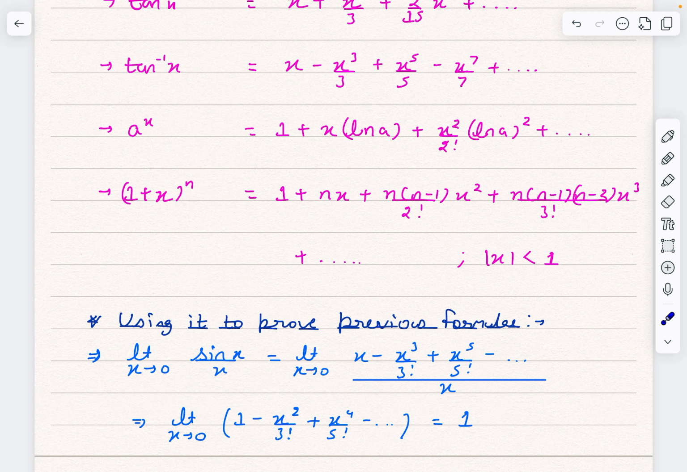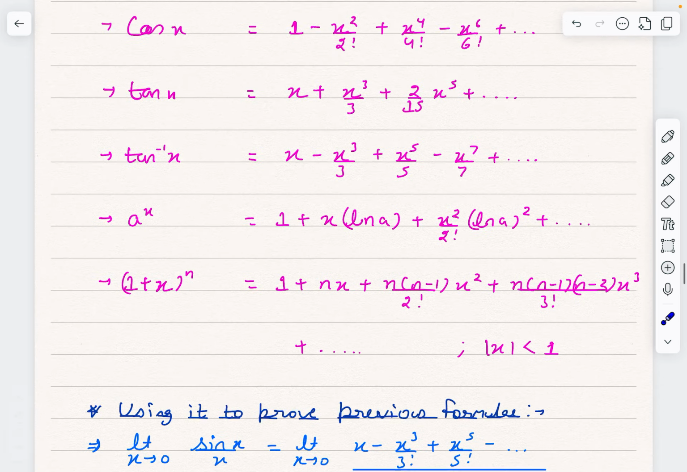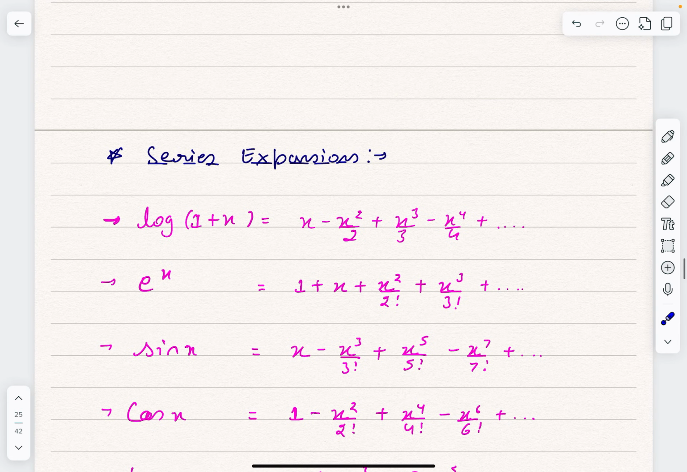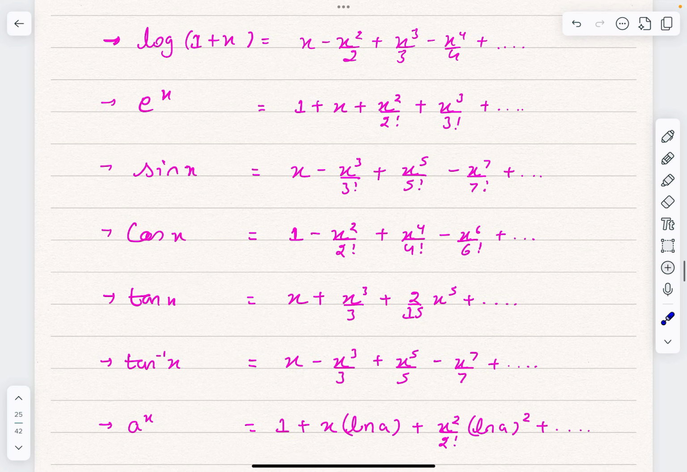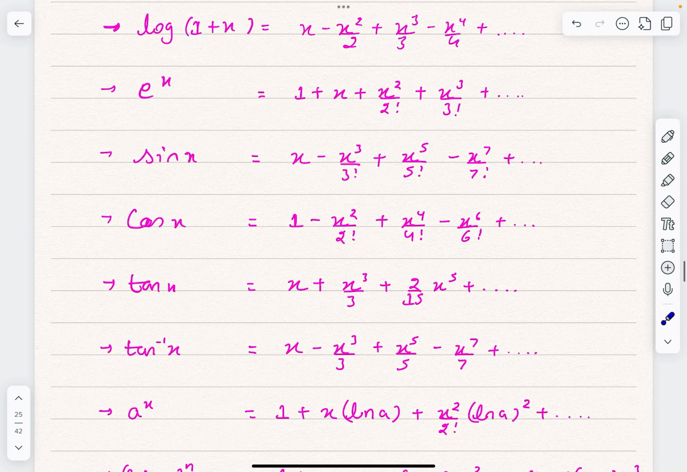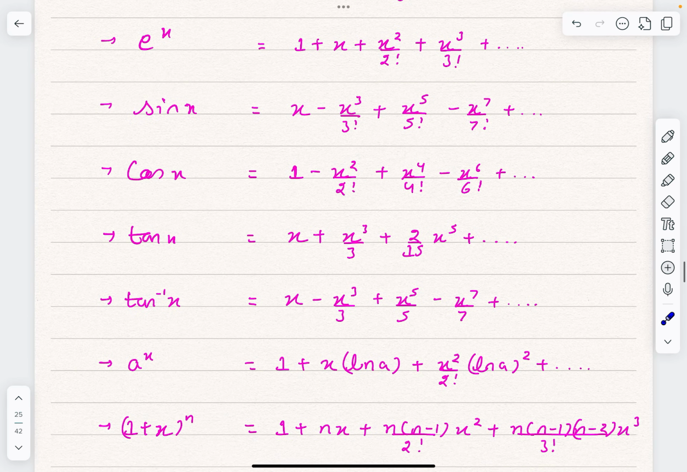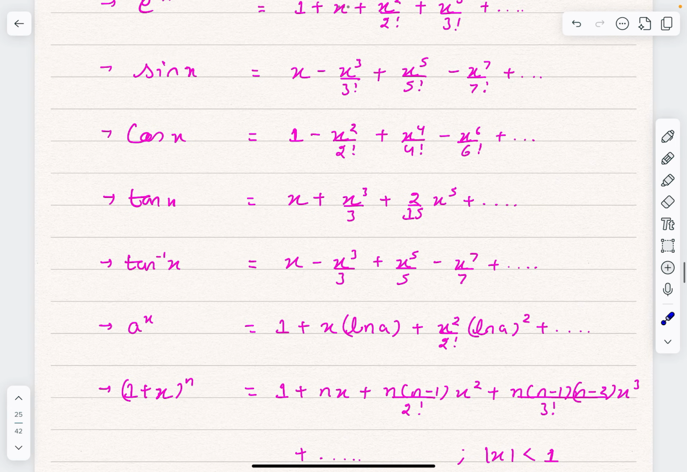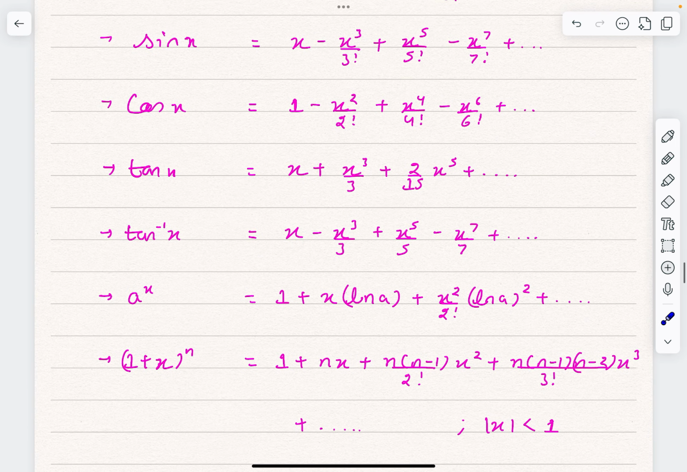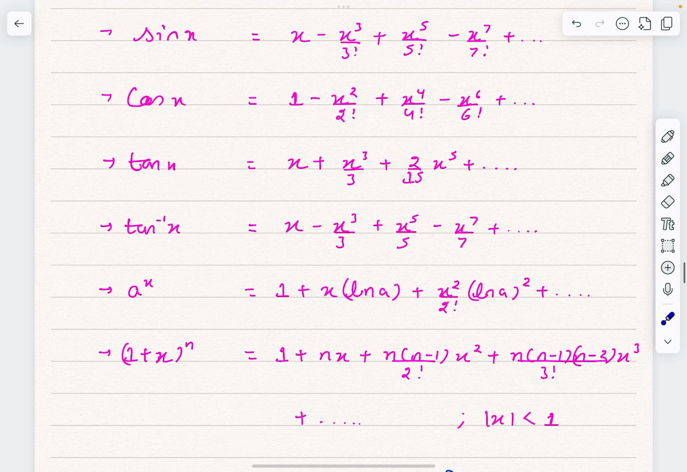So problems on this we'll continue next class. Wait for the next lecture. We'll continue the problems of series expansion, and then after that we'll discuss some miscellaneous series and sandwich theorem, 1 power infinity, 0 power 0, and infinity power 0. All this we'll cover in the next class.